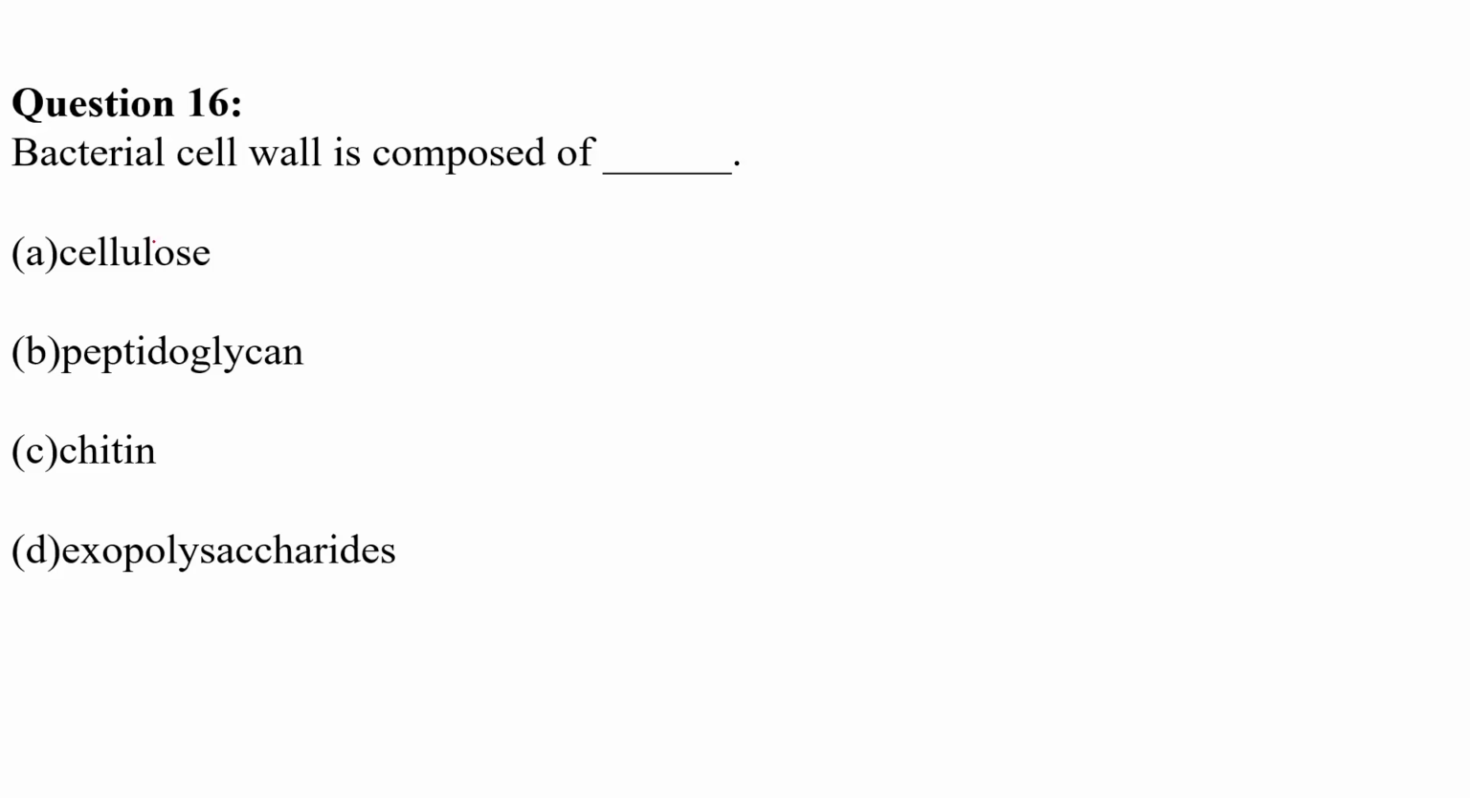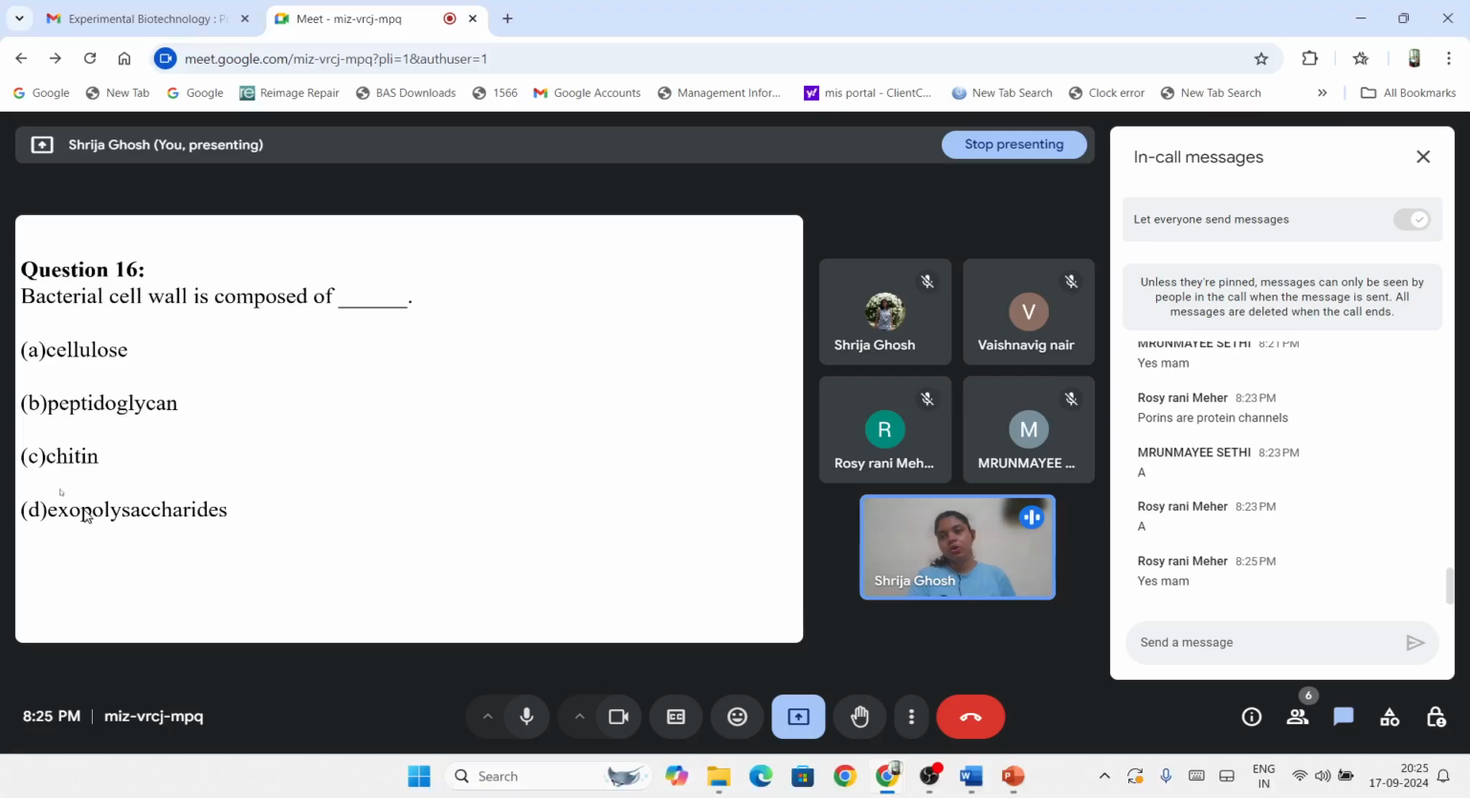Bacterial cell wall is composed of dash. Option A, cellulose, option B, peptidoglycan, option C, chitin, and option D, exopolysaccharides. Bacterial cell wall is composed of what? Option A, cellulose, option B, peptidoglycan, option C, chitin, and option D, exopolysaccharide.